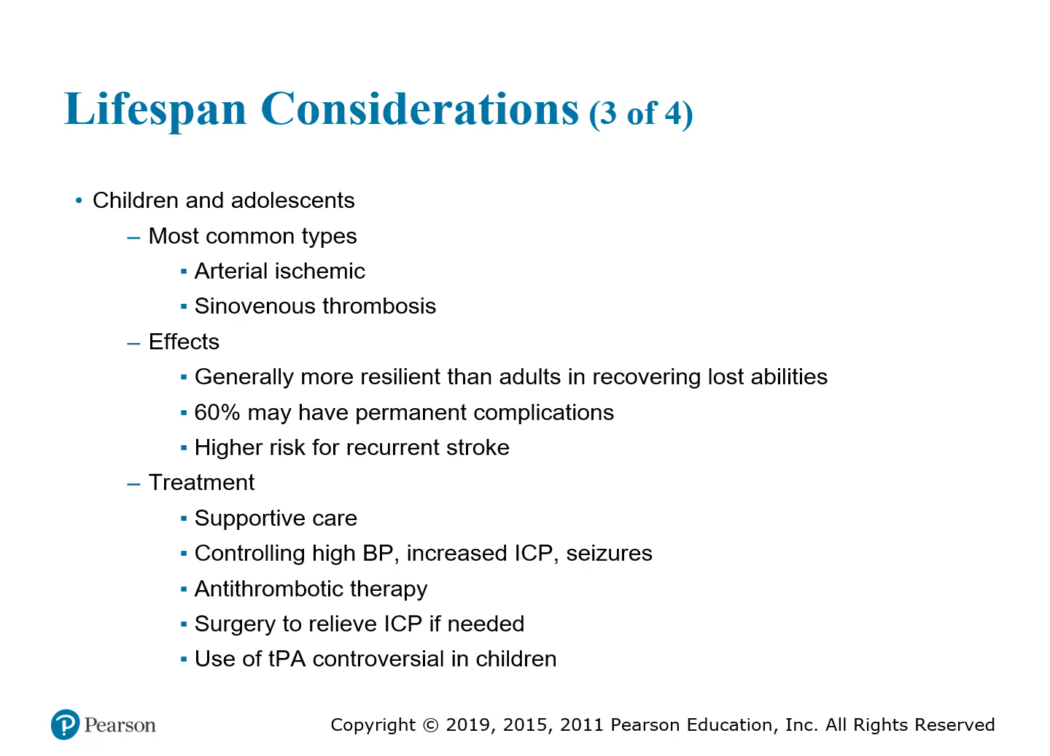Children and adolescents, the most common types are arterial and sinovenous, generally more resilient than adults in recovering because they're young, and we know young people can bounce back a little better than us old folks. High risk for recurrent stroke because some children are very active, athletes that play a lot of sports, get head injuries, those type of things.